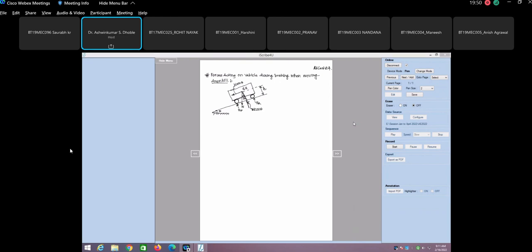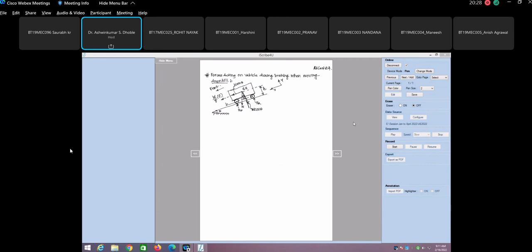Now there will be a frictional force which will be acting. Let us say that this is the x-axis, this is the y-axis. There will be a resultant force which will be acting in this particular direction, that is W by g into f. This is going to be the front of the vehicle. Let us say that the distance between this and this, you can give that distance as b. That is nothing but the wheelbase of the vehicle.